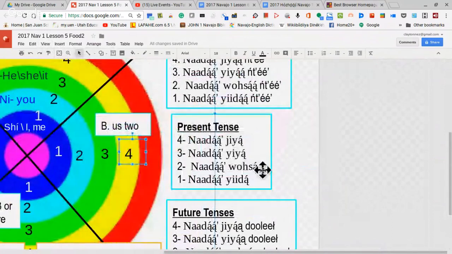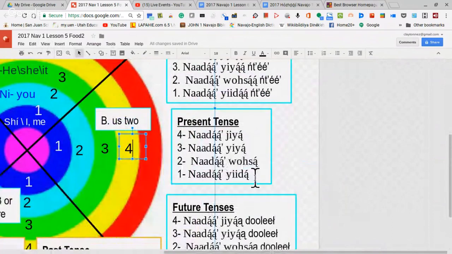Okay, so now we get into the two of us. Let's go to the middle one. Yi dang, us two. Yi dang, na dang, yi dang. And you two would be na dang, wo sang. And the next one is na dang, yi yang. So the yi yang stays the same, and the ji yang stays the same. So the ones that change are us two and you two.